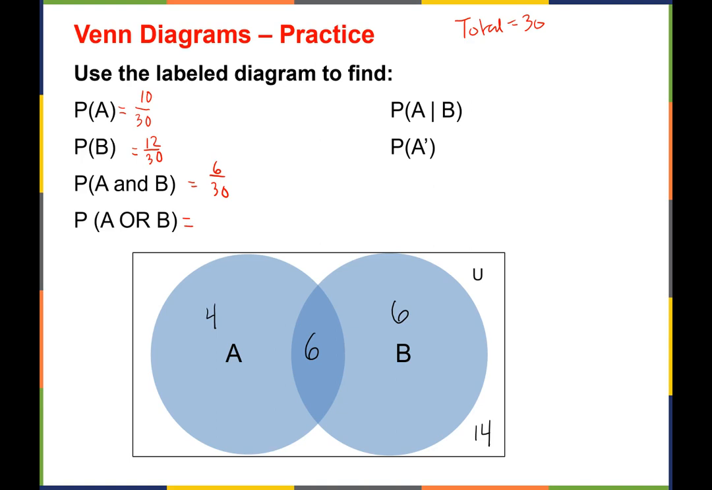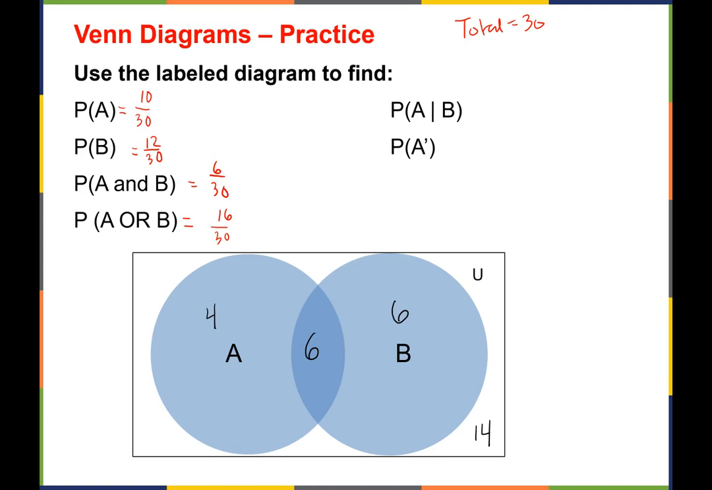What about the probability of being in A or in B or in both? Why don't you guys try and write that probability down? Well, we know it's out of 30, and we know there's a total of 16 elements in A, B, or in both, so 16 out of 30. All right, let's keep going.